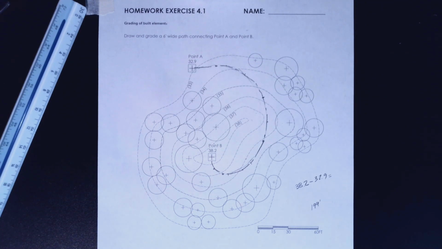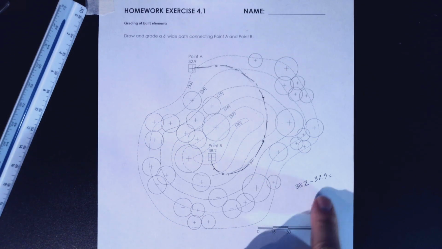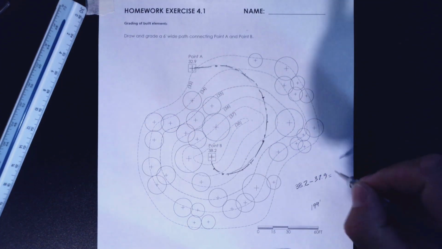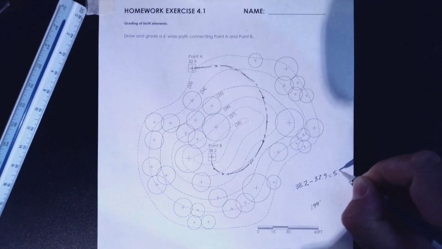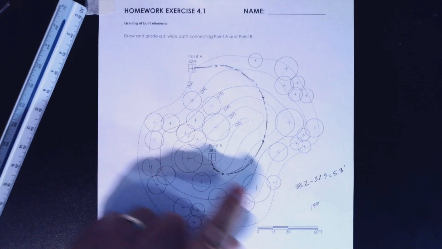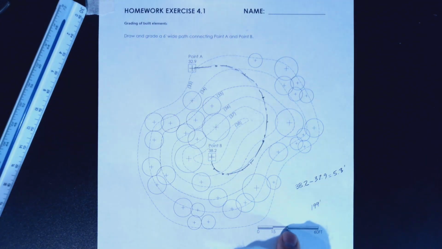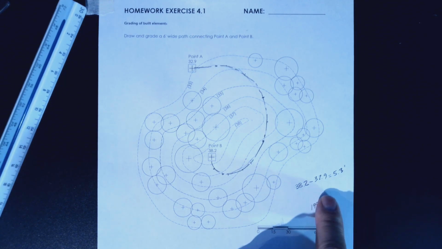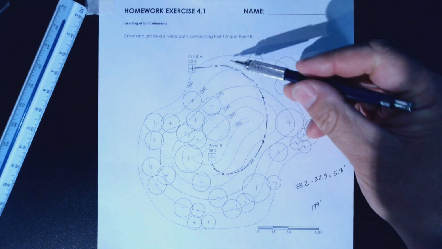Solar calculator, and I have no enough light. 38.2 minus 32.9 equals 5.3. So it drops 5.3 feet from here down to here. All right, so now we know what the vertical distance is. Minus, just double check that, make sure I didn't hit anything. 5.3. So it drops 5.3.